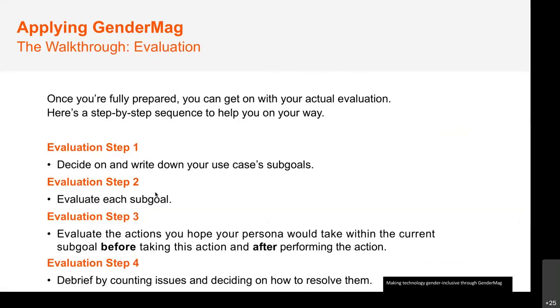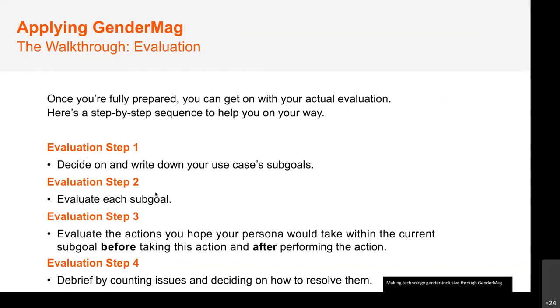Once you have prepared and your walkthrough is scheduled, on the day you would do the evaluation part. So the first step in that is you would write down your use case's sub-goals. So what are the different goals, the different things that need to be achieved to complete that use case?